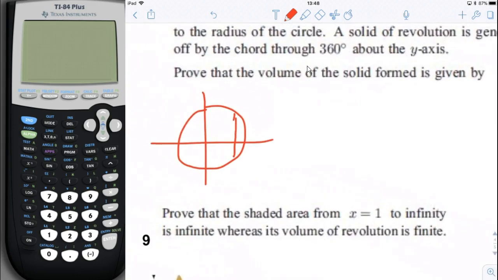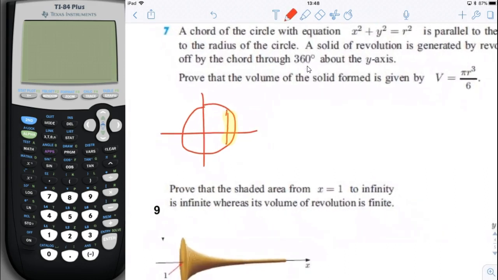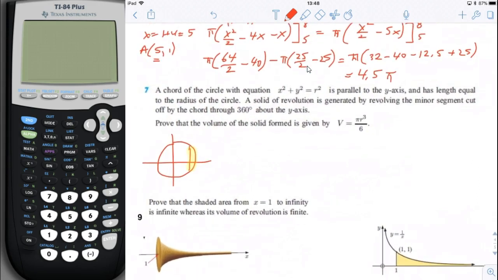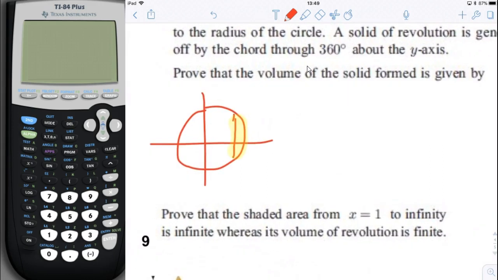Minor chord means they're talking about this part here as opposed to the rest of the circle, which would be the major chord. Okay? Now what they're going to do is figure out the volume of the solid generated by revolving it around the y-axis. So that would look kind of like this. It would be kind of like that wedding ring picture that we made last time. It would be a sphere with a cylinder cut out of the middle.